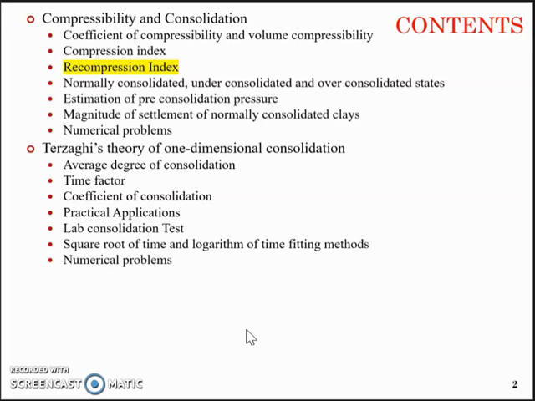These terms, time factor, average degree of consolidation, coefficient of consolidation, etc. will be dealt with. We'll have a few practical applications, and lab consolidation tests will be briefly discussed, with square root of time and log time fitting methods, and a few numerical problems will be included.